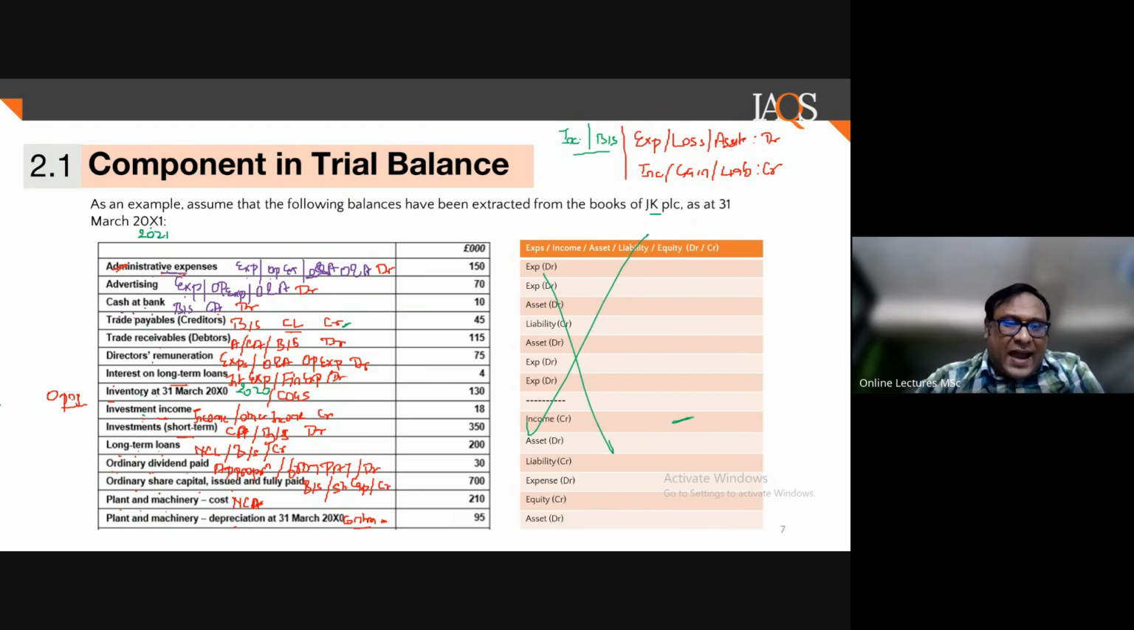So, discussing admin expenses. Admin expense, as the term goes, is an expense. It always has a debit balance. It goes under office and admin. Advertising, again, is an expense, an operating expense. Operating expense goes on top, and advertising goes to selling and distribution. Cash at bank is an asset, a balance sheet item, current asset. Trade payables, Tom, are creditors. That's your balance sheet item, a current liability, a creditor balance.